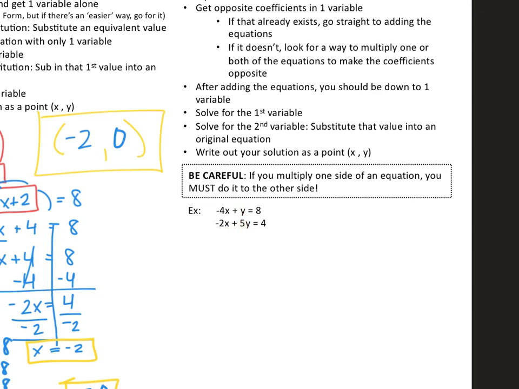On the first equation, we have negative 4x, and so we want to think, okay, what would be the opposite of that? Well, in negative 4, the opposite would be positive 4, and so is there something we could do to that negative 2 and multiply it by something to get it to be a positive 4? So if we multiply that equation by negative 2, the whole thing, then that would become a positive 4, and those would become opposite coefficients.